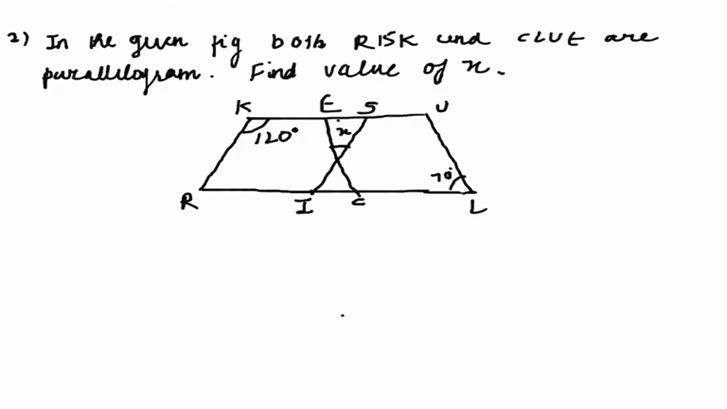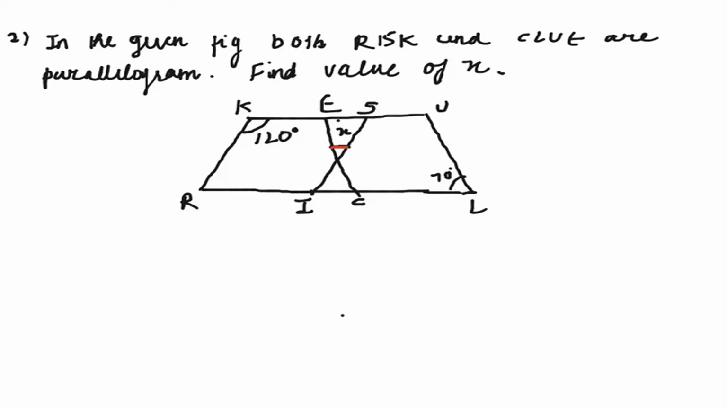Let's do another question. We have a figure. In this we have two parallelograms, RISK and CLUE. And we have to find the value of this angle, that is angle X, and we are given angle K is 120 degrees and angle L is 70 degrees.